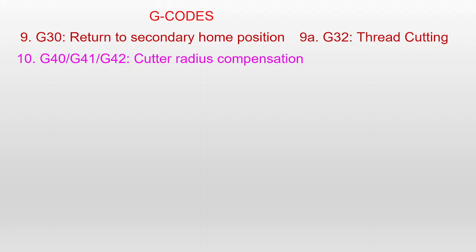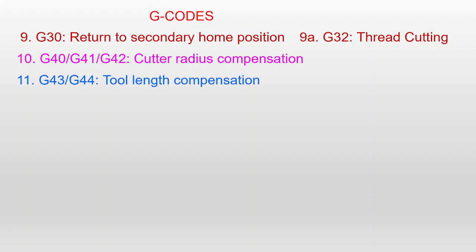These codes are used to adjust the tool path to account for the cutter radius. G40 turns off cutter compensation. G41 applies cutter compensation to the left side of the path, and G42 applies cutter compensation to the right side of the path.